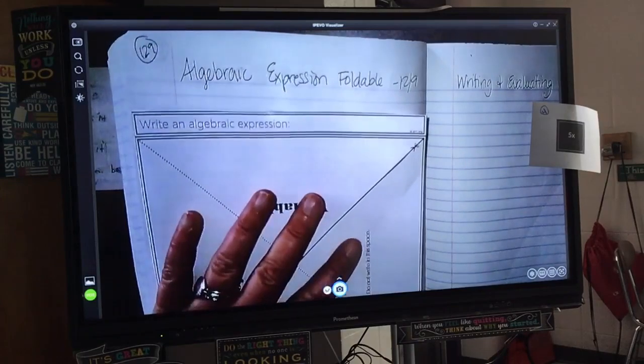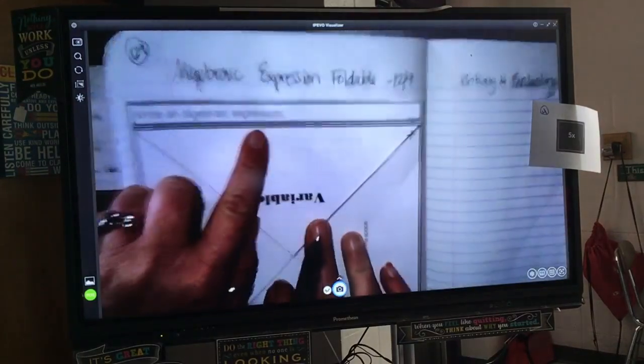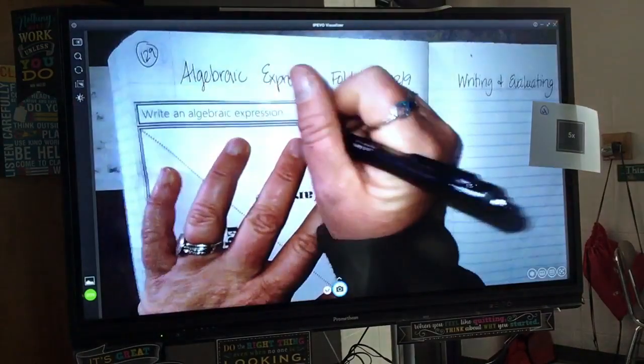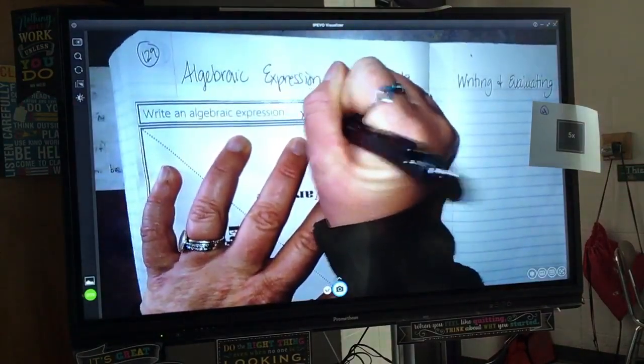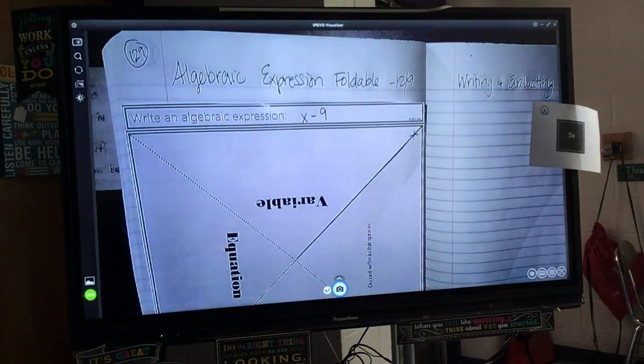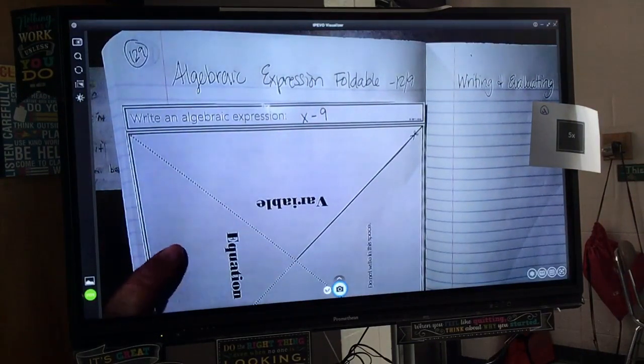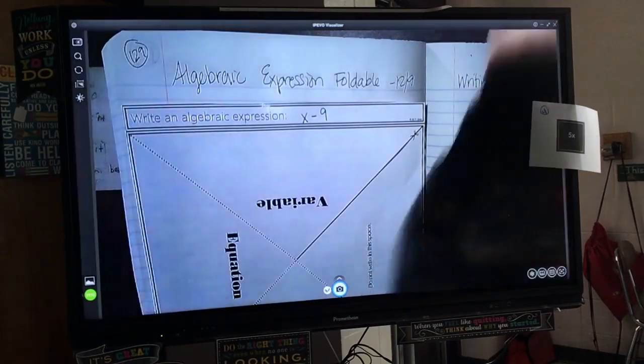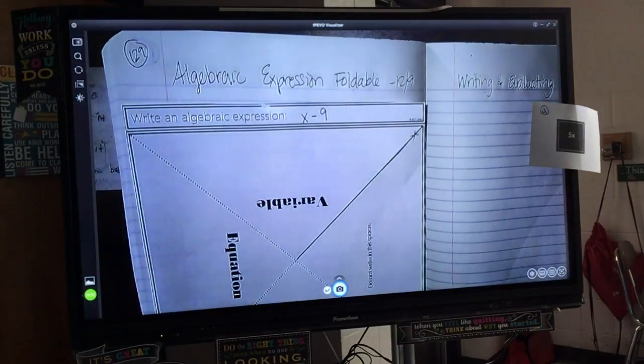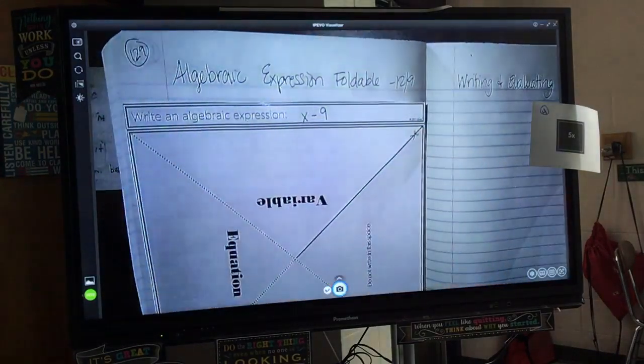All right, so up here where it says write an algebraic expression, our algebraic expression is going to be x minus 9. Now, I know we have expression and I know we have equation on the same foldable, but understand that essentially they kind of go hand in hand. The only difference is the expression has no equal sign, and the equation has an equal sign. Essentially, when you solve for an expression, it becomes an equation. Does that make sense? Because you end up putting an equal sign here to get your answer.